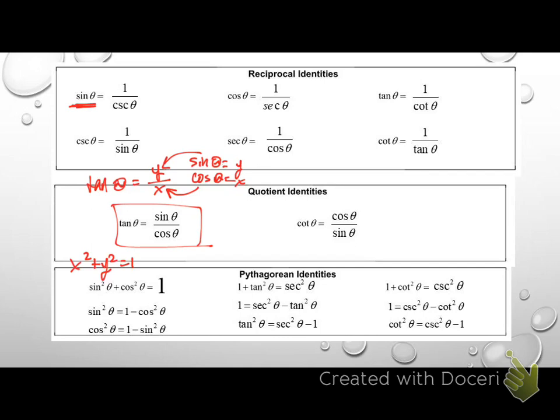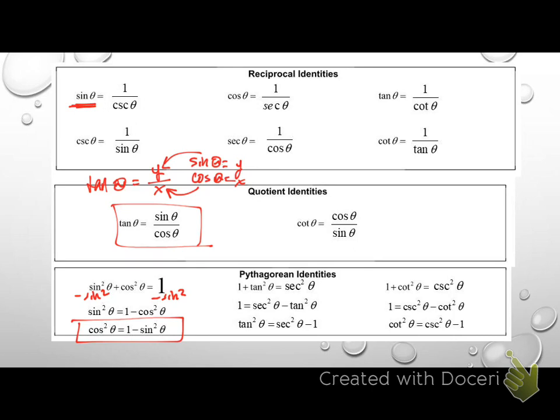Well, again, since sine is the same thing as y and cosine is the same thing as x, it should not be surprising that I can substitute in cosine here, sine here, and come up with this identity right here. Sine squared theta plus cosine squared theta equals 1. And we need to be able to understand that we can manipulate that equation however we want, right? We can subtract sine squared from both sides. And if we do, we're left with this guy right here, where cosine squared theta equals 1 minus sine squared theta, and so on and so forth.